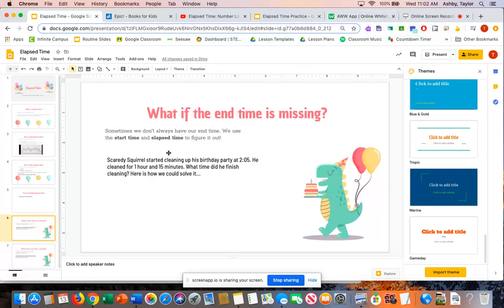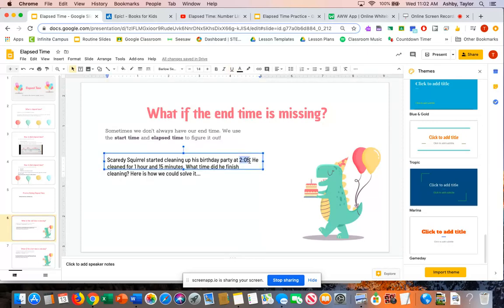So here's our first problem. Sometimes we don't always have our end time. We use the start time and elapsed time to figure it out. Scaredy Squirrel started cleaning up his birthday party at 2:05. That's his start time. We need that information. He cleaned for 1 hour and 15 minutes. Well, that's our elapsed time. What time did he finish cleaning?